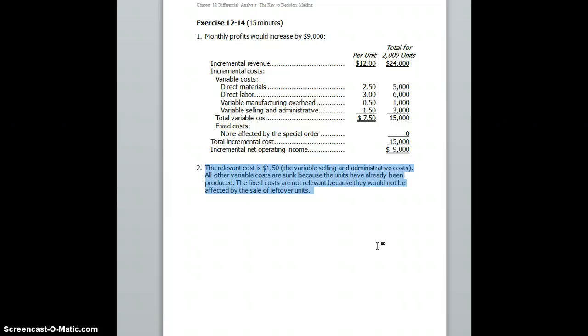This does it for our discussion of the solution to exercise 12-14.